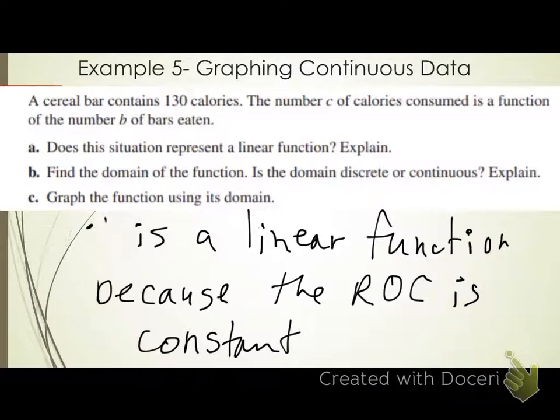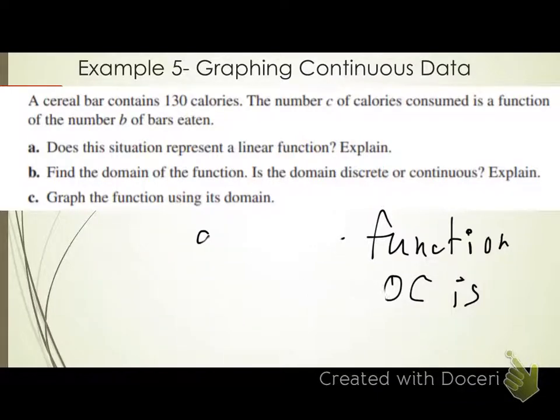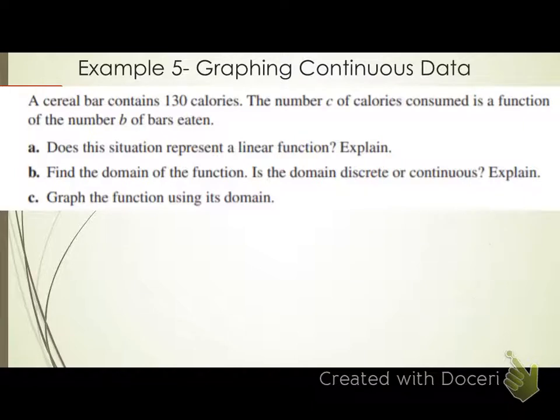Okay, letter B. It says find the domain of the function. Is the domain discrete or continuous? Explain. So earlier we were talking about museum tickets. We couldn't buy just part of a museum ticket. We had to buy 1 museum ticket, 2 museum tickets, 3, and so on. If we're talking about a cereal bar, you can very well eat part of a cereal bar. You can eat part of it, all of it, half of it, 3/4 of it. You can eat any part of it that you want.